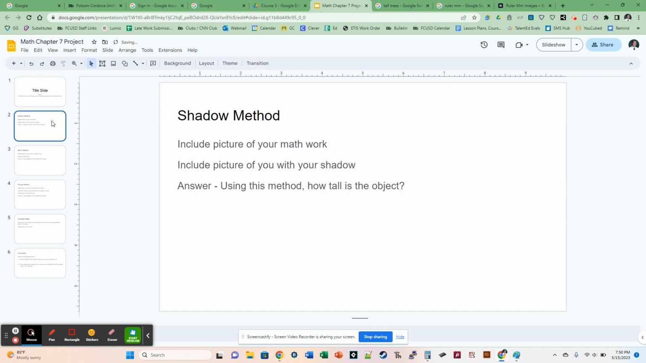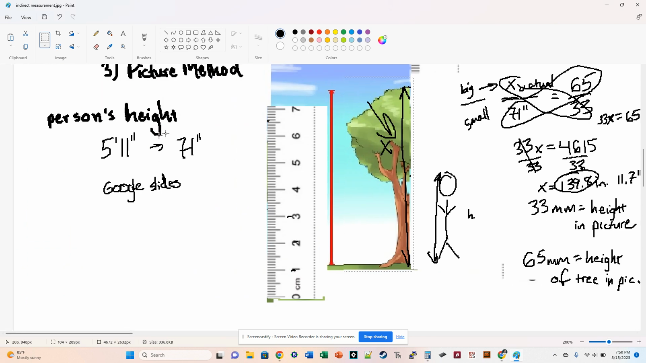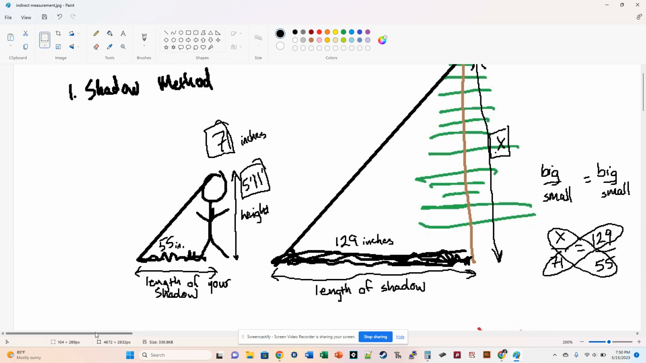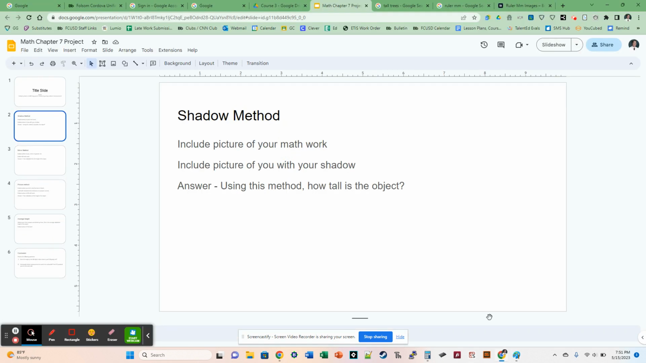All right. Next, shadow method. Include a picture of your math work. Include a picture of you with your shadow. Answer using this method: how tall is the object? You can hold up your notebook to take a photo of the work. Just try to make sure it's as clear as possible. And remember, what you want to do is get your actual work here in the assignment. So I might take a picture of this math right here, and I'll go ahead and copy it and paste it on my Google slide.